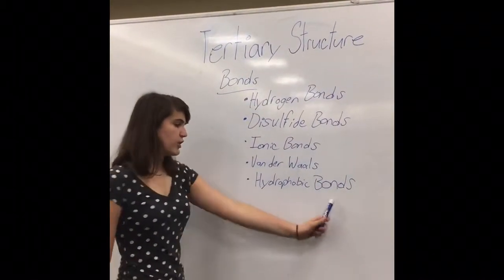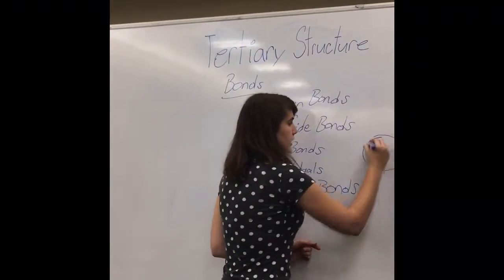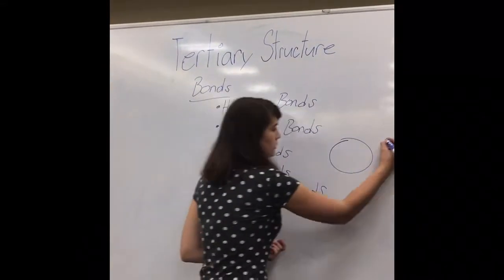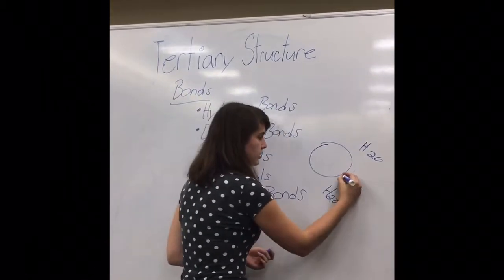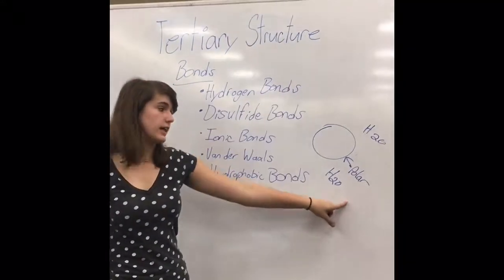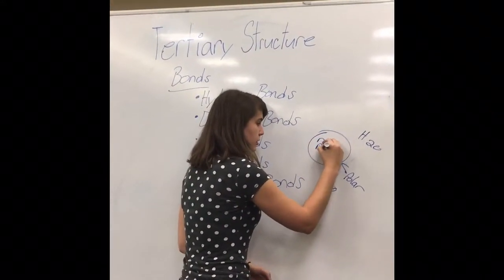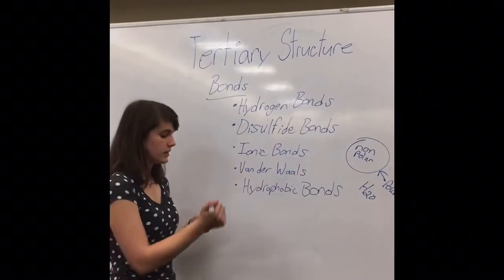And then the hydrophobic bonds. It's essentially saying you're in an aqueous environment, so it's like water, we can just say H2O's around here. So all the polar groups are going to come to the outside because they like the water, and then all the non-polar groups are going to be on the inside because they don't like the water. So that's what the hydrophobic bonds are like for this.